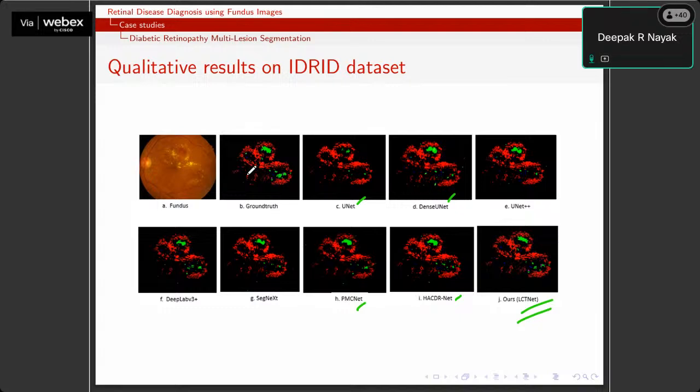What I'm trying to show here is the input image and the ground truth image provided by the ophthalmologist. Now look at this particular region, and then look at the output produced by the different architectures and by our architecture, which is pretty close to the ground truth. You can see the boundaries are sharp and precise, and even the size is almost precise. It's very close to the ground truth. But if you look at the other approaches, it is something very different.